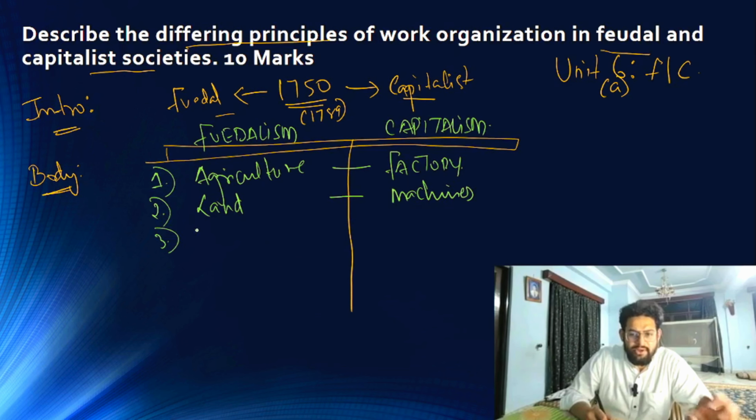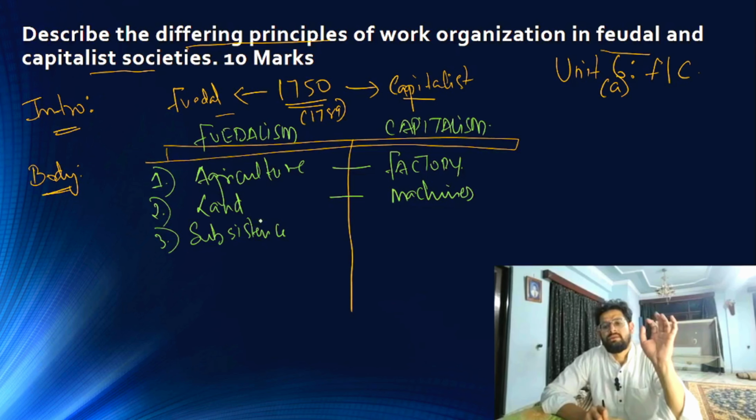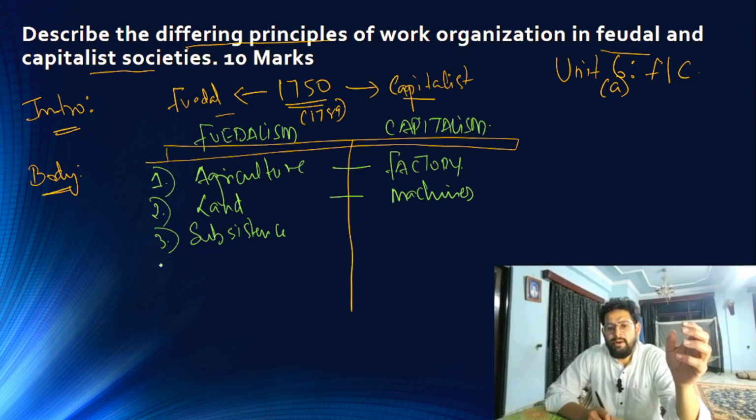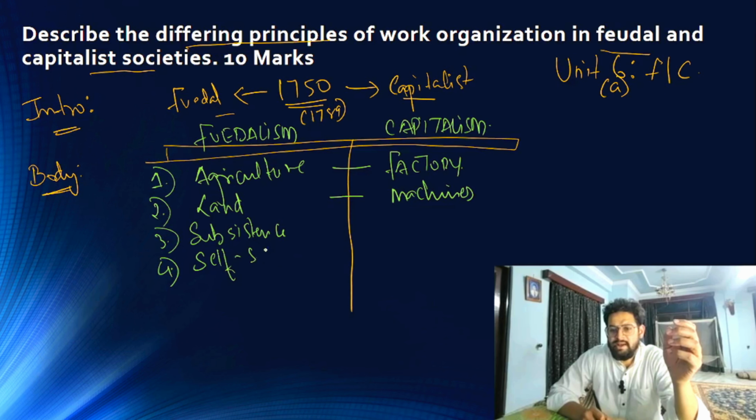Moreover, the production is going to happen in a way that only the basic needs are going to be fulfilled. So there is going to be a subsistence mode of production. There is going to be a minimum production that will take place. So things are in a subsistence manner, or it is associated with self-sufficiency.